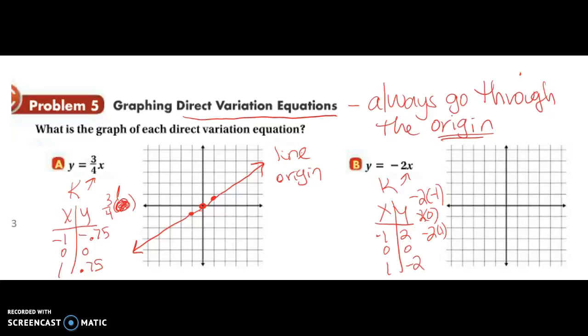So let's plot these points on our graph. At -1, I'm at positive 2. At 0, I'm at 0. And at 1, I'm at -2. Notice again, when I connect my dots, I have a nice straight line again, and again it's through the origin.